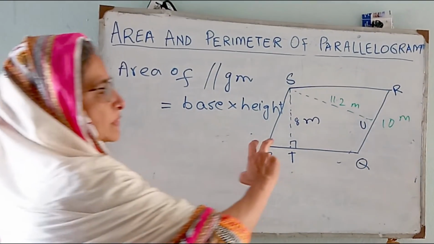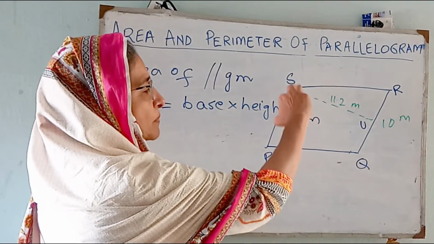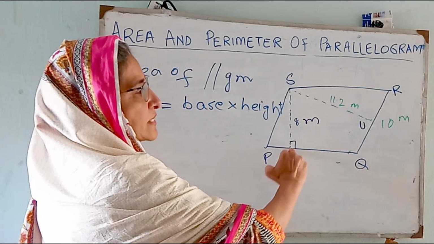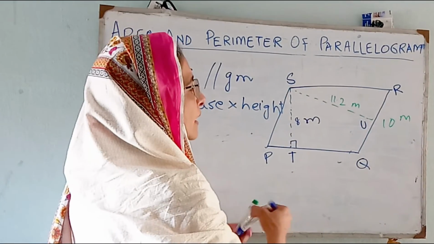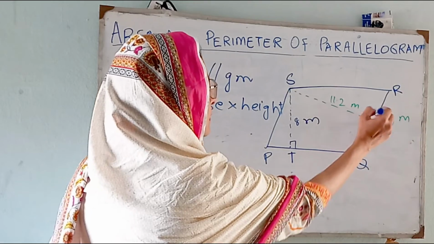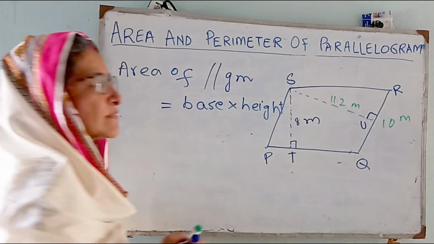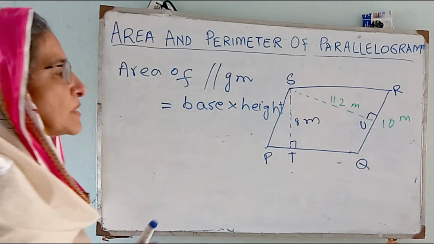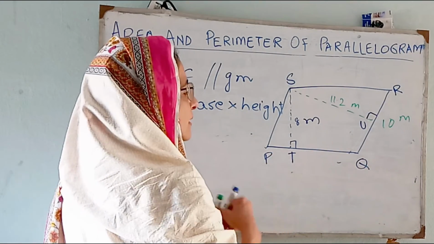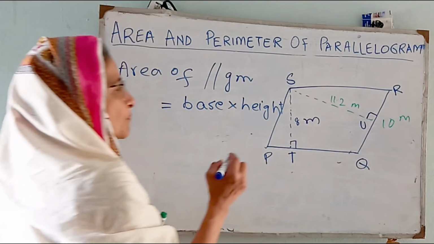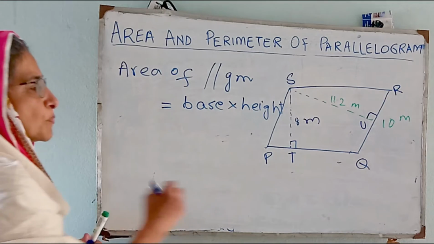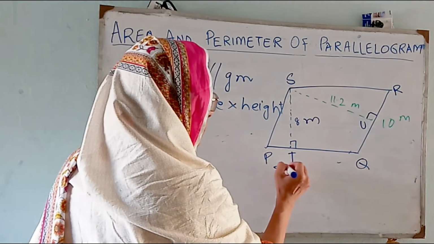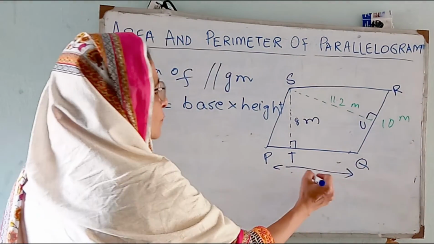In this example, in the parallelogram, I am given 2 heights. One is 8 cm, the other is 11.2 cm. And one base is given as 10 cm, and I have to find this base, that is PQ. I have to find this PQ base, the distance from here till here.